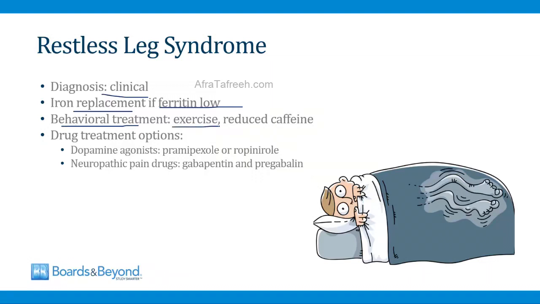There are a number of simple behavioral interventions that can help. Patients who exercise tend to have less restlessness at night. Patients who reduce their caffeine intake have less restlessness at night as well. There are a couple of drug treatment options. You can use dopamine agonists. These are drugs like pramipexole and ropinirole. You can also use neuropathic pain drugs. These include gabapentin and pregabalin. And that concludes our module on movement disorders.